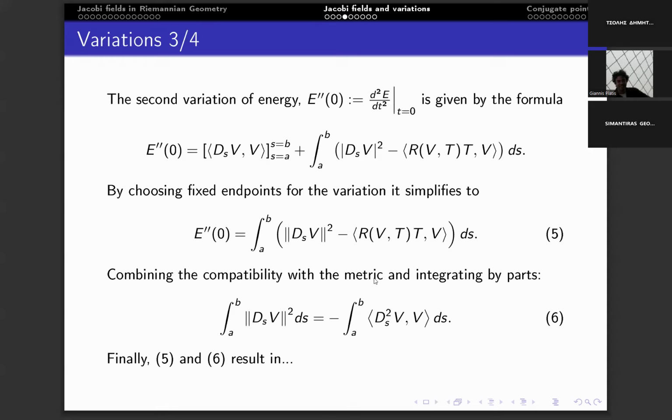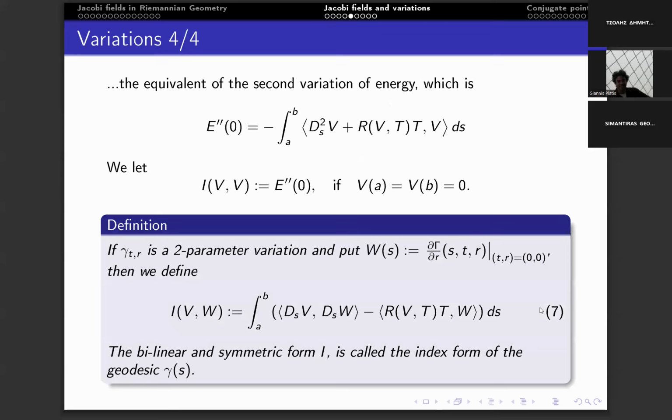And combining with the compatibility with the metric, this term here is equal to this integral of the inner product. And finally, by combining equation number 5 and 6, we have that the second variation of energy is equal to this. So we have here this term, which is practically the Jacobi operator, and we can see the connection of the second variation of energy with the Jacobi vector fields.